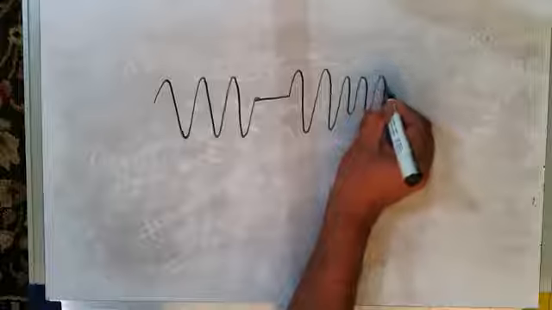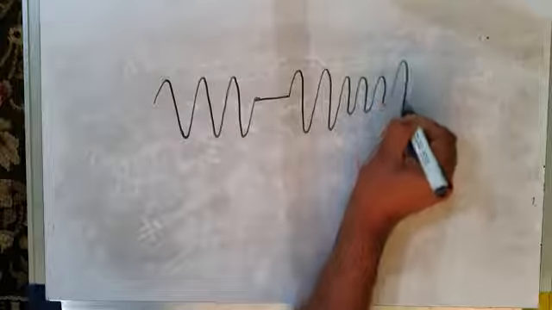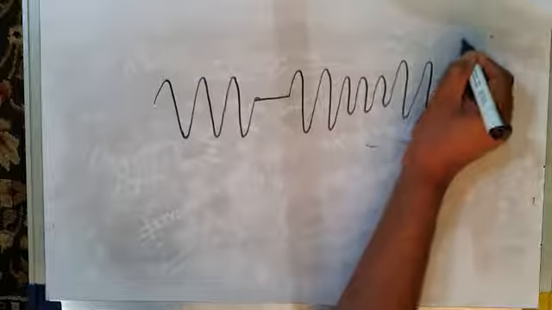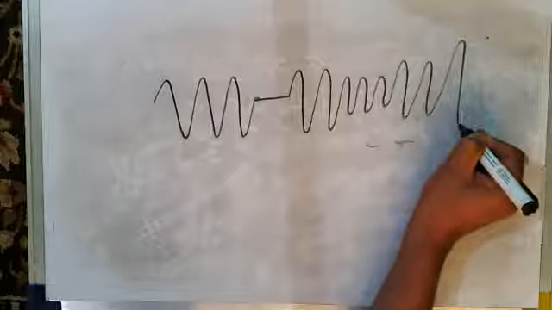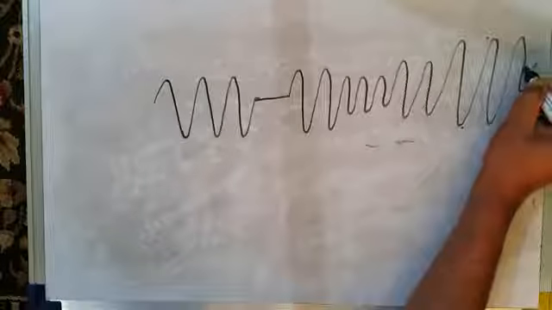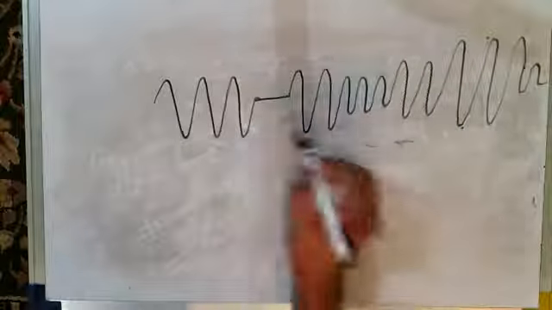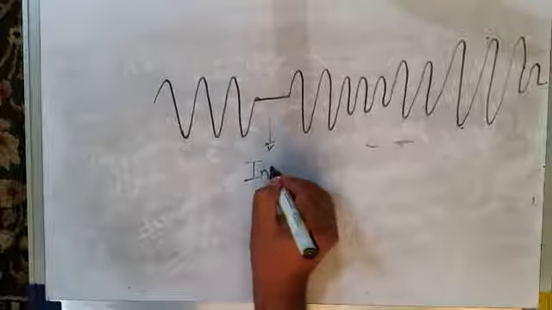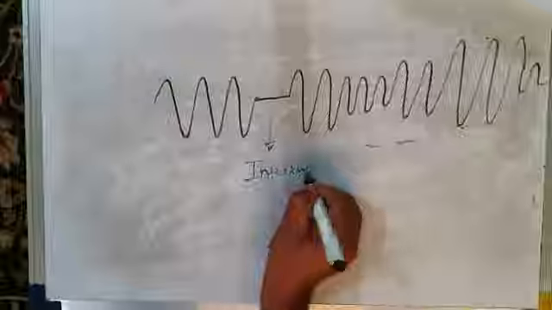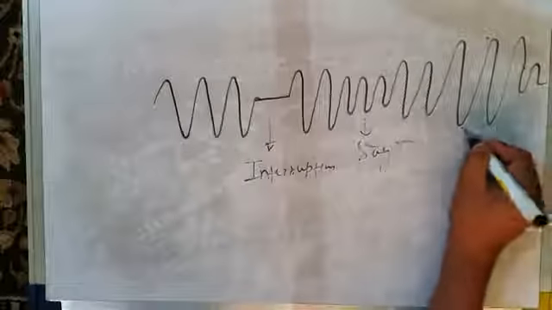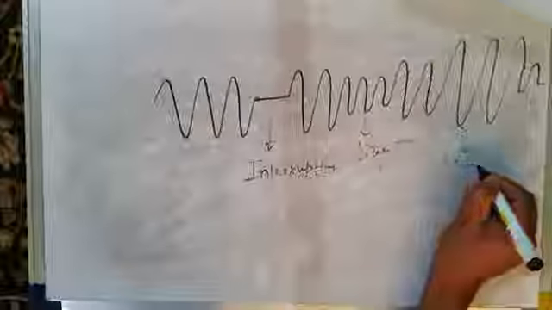This is voltage sag. And this is voltage swell. And then it comes back to normal values. So in one waveform, I can show you all the three types of power quality problems. This is interruption. This is voltage sag. And this is voltage swell.